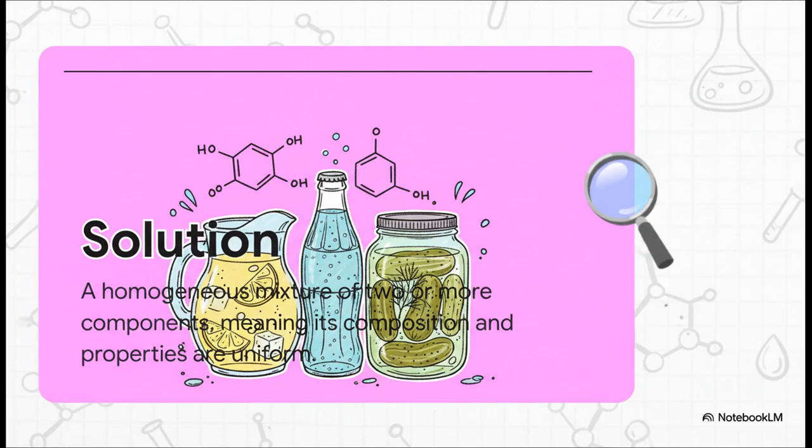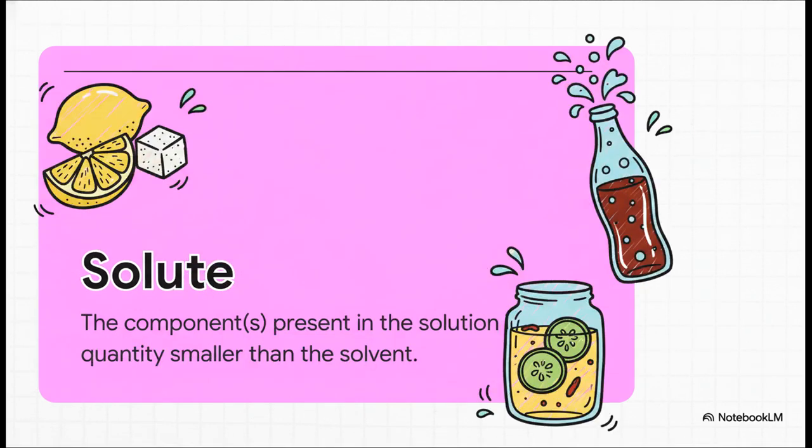And the best, most delicious example, a perfect glass of Nimbu Pani. Think about it. When it's made just right, every single sip tastes exactly the same. Just as sweet, just as salty, just as lemony. That's a solution. Now you should know that every solution has two main parts.